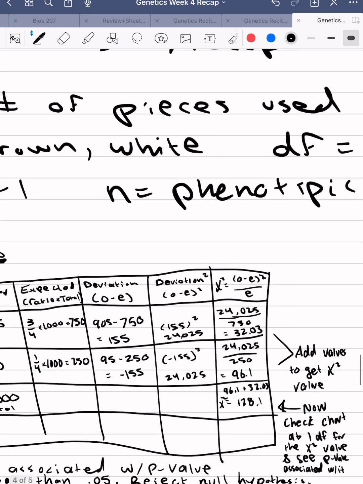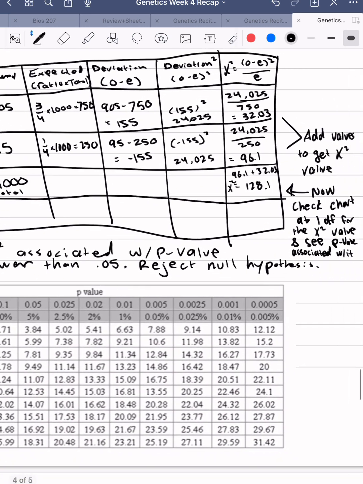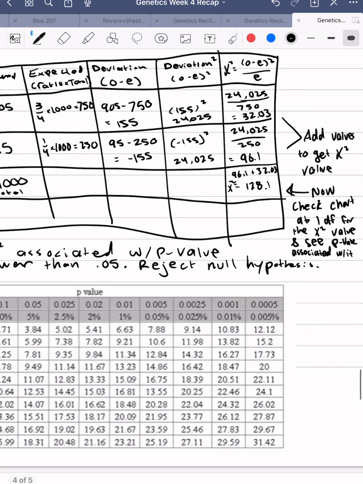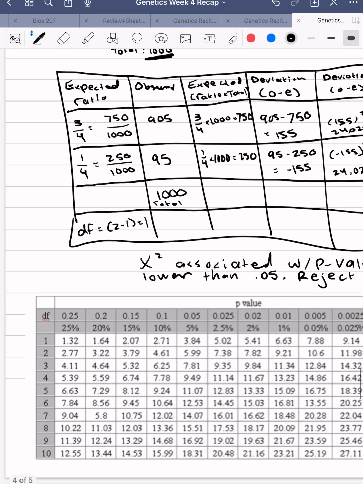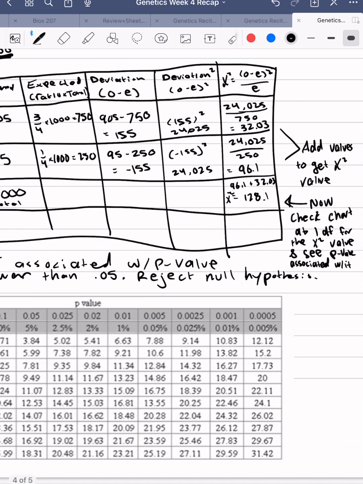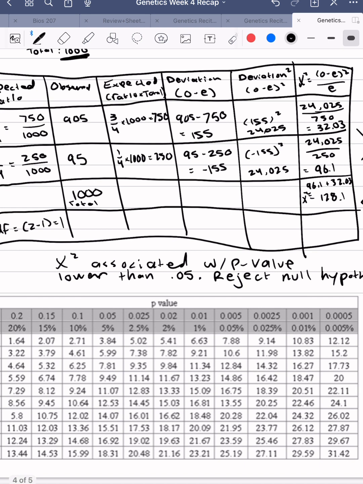And now what we would do is go to the chart and check, at 1 degree of freedom, the x-squared value to see the p-value associated with it. We see right here at 1 degree of freedom we have an x-squared value of 128. If the p-value is greater than 0.05, then we're going to accept the null hypothesis. If it's less than 0.05, we're going to reject the null hypothesis.